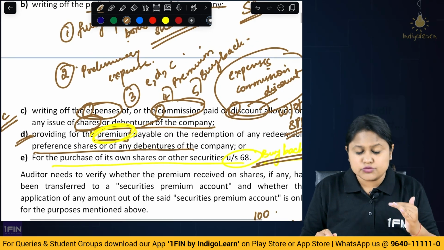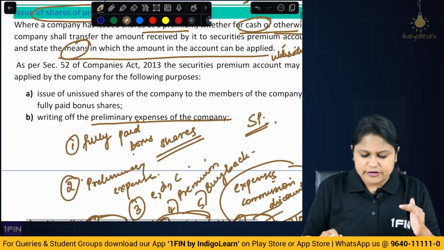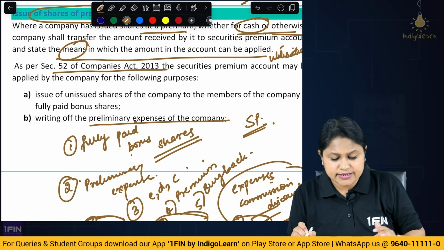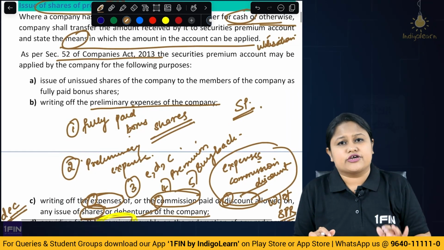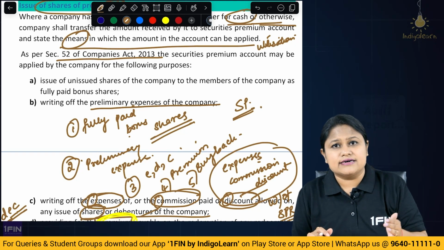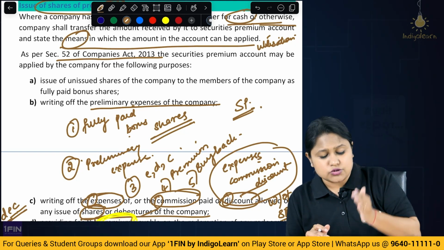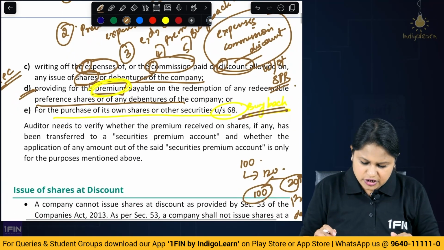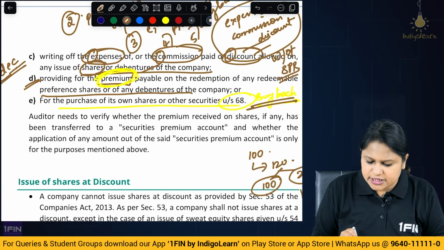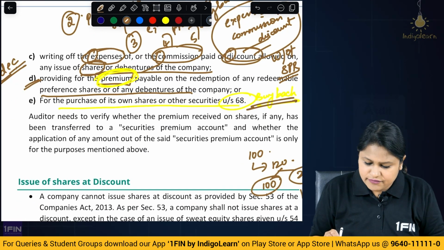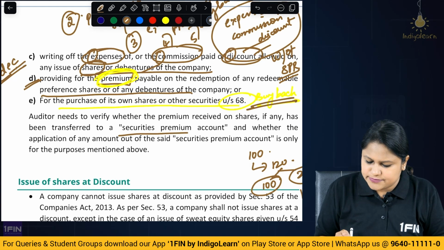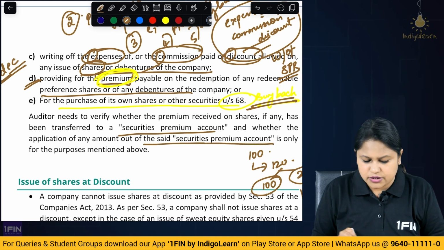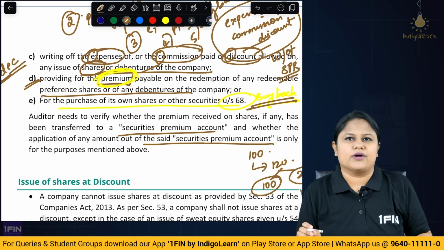So we as the auditors, what we have to verify? First we have to verify whether the provisions of section 52 of the Companies Act have been duly complied with, and then in the answer you have to write the securities premium. We have to verify whether the securities premium amount is utilized only for the following purposes, and then you give the answer accordingly. Clear? Alright. Auditor needs to verify whether premium received on shares, if any, has been transferred to securities premium account, and whether the application of any amount out of the securities premium account is only for the purpose mentioned above.